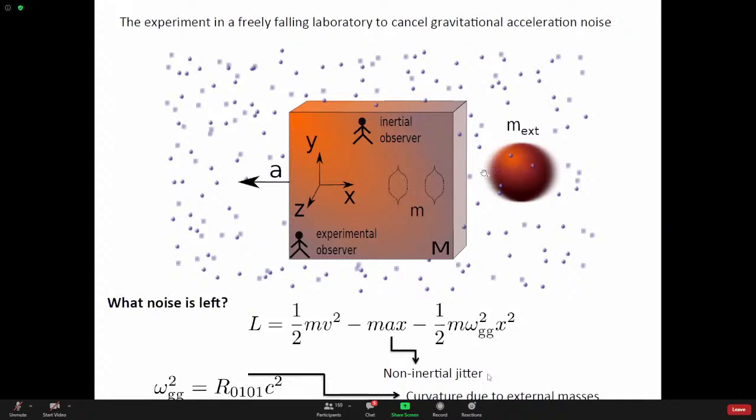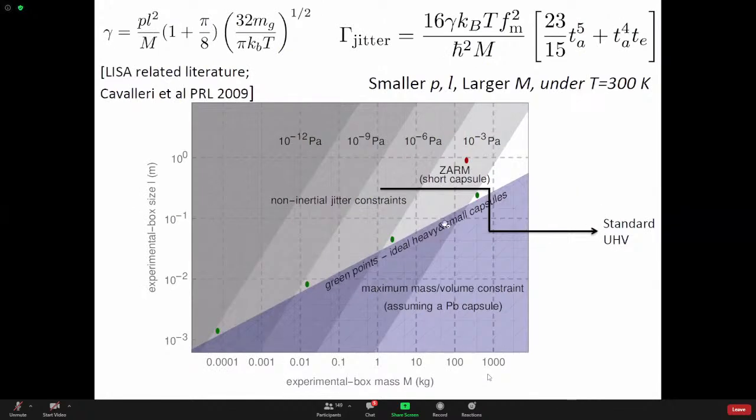Because these external masses will give a 1/r, and there will be some difference in the gravitational acceleration between two places that manifests as a potential, like x squared. And then there's also jitter from molecules hitting from outside the box. We have investigated how to alleviate all those things. Essentially, we have calculated pressures which allow you to do this type of experiment. 10⁻³ pascals would do for the outside pressure. Inside, of course, we still need this extraordinary 10⁻16 pascals, which has been achieved in the best possible Penning trap experiments.